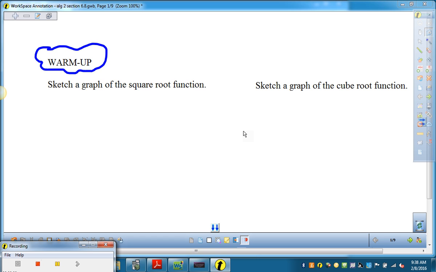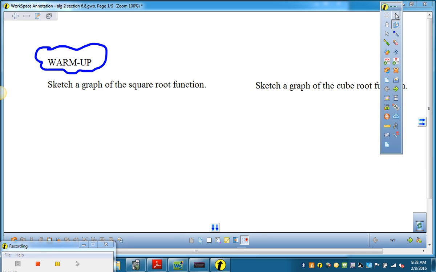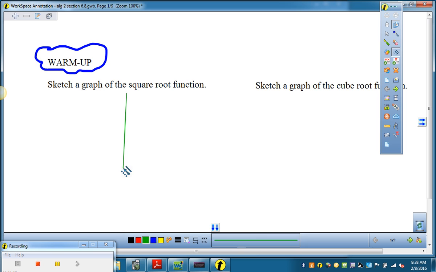So, our warm-up was to sketch the square root function and the cube root function. Let's get a copy of those two functions. If you forget what they look like, you can always make an exercise table and plot some points to help you.